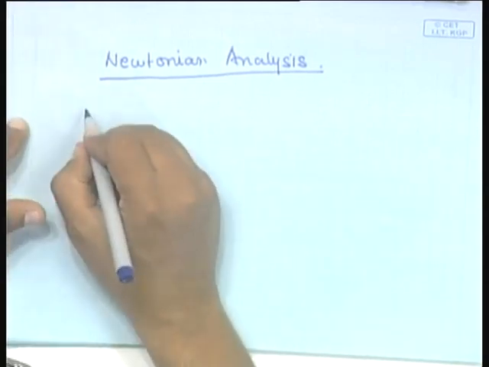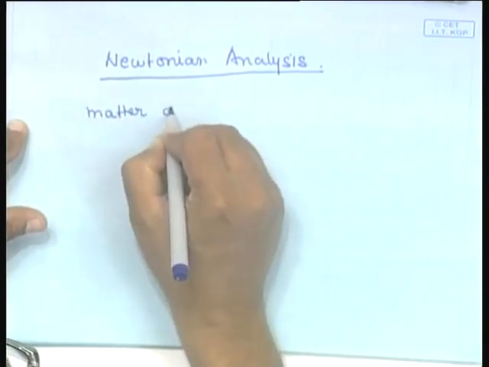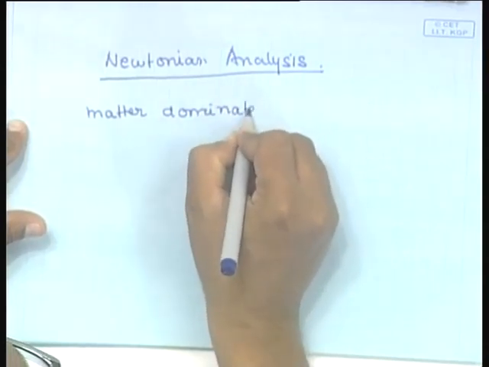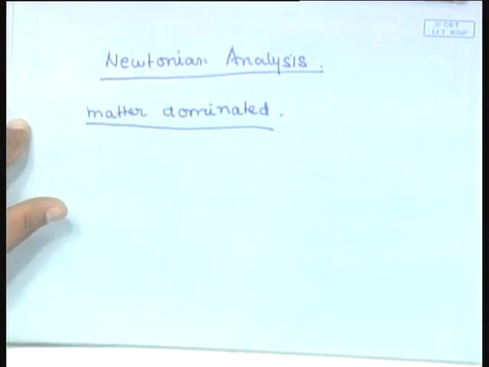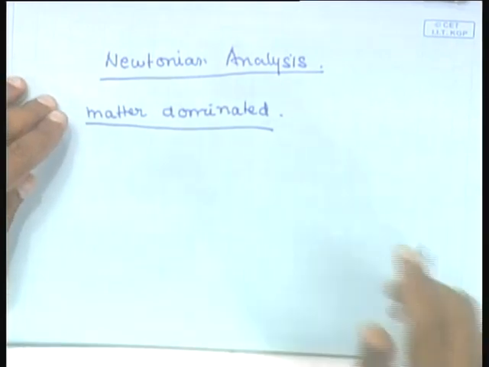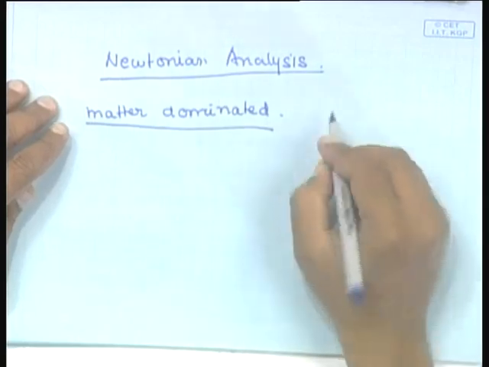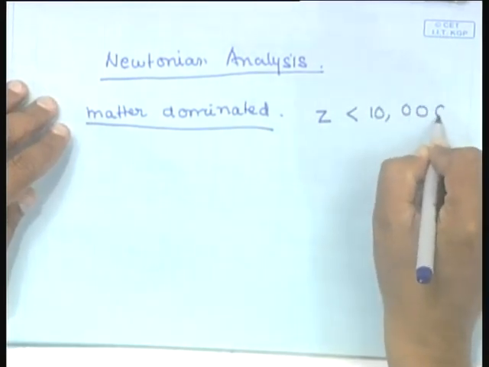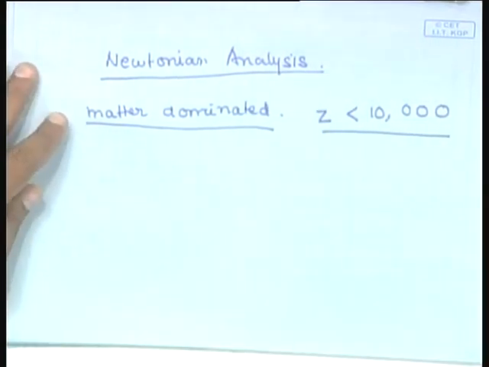When the perturbations are when the universe is matter dominated, and this is the first condition, which I have told you somewhere around redshift of 10,000 we have estimated. Beyond that, so this is redshift z less than 10,000, quite a large redshift range. The universe is matter dominated.